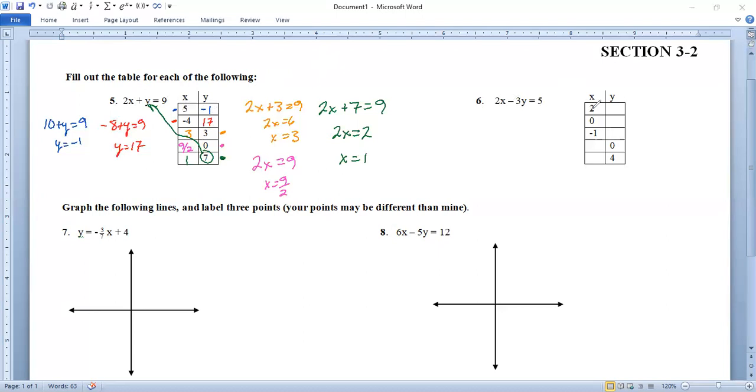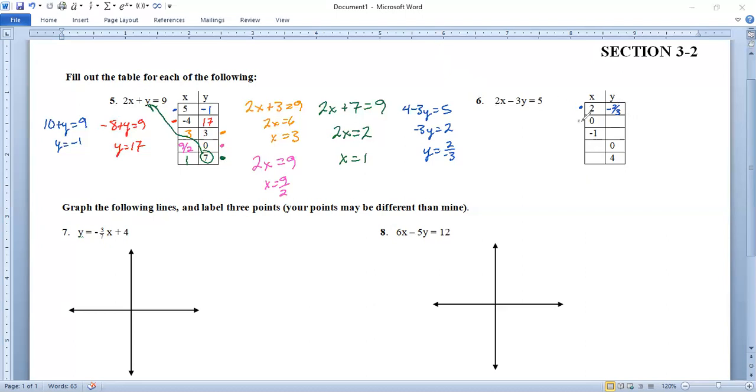We're going to stick in 2 for x. So let's do it with blue here. And we're going to do 2 times 2 is 4 minus 3y equals 5. Subtract 4 and we get -3y equals 2. And then divide by -3. So we get y equals 2 over -3. That's -2/3.